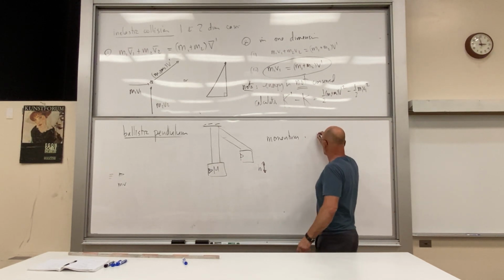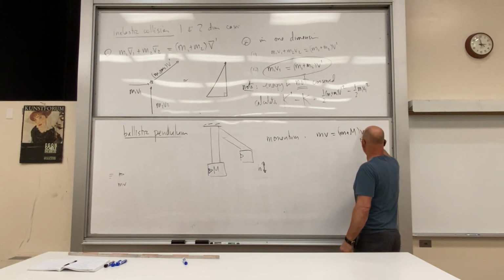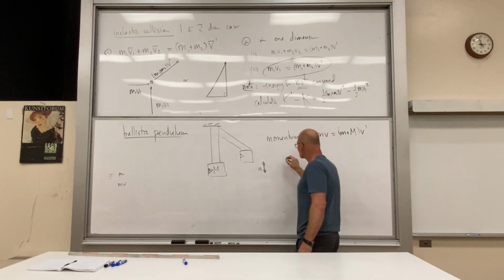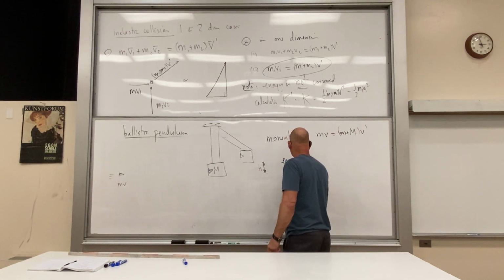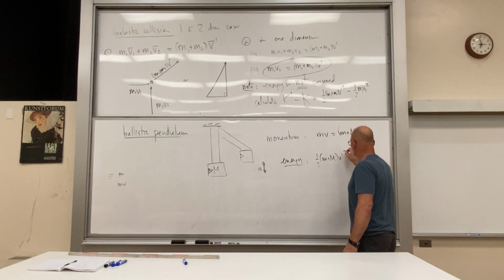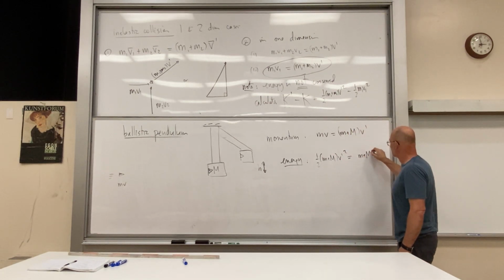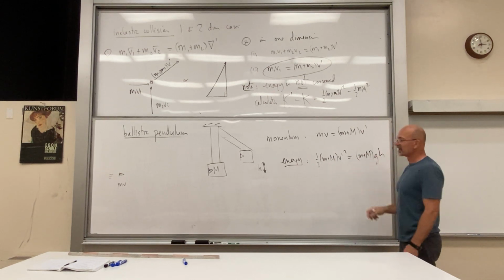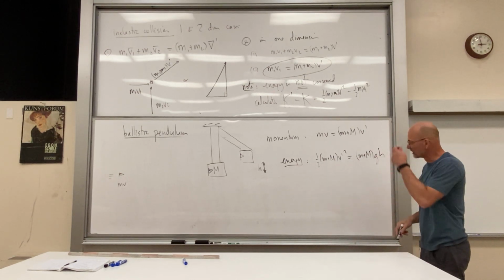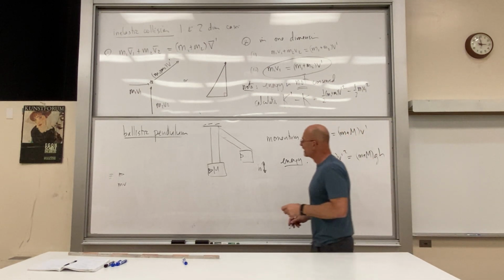So the momentum we had: mv equals the sum of these two masses times v prime. And afterwards, after the collision, we had the energy where the block plus the bullet kinetic energy is turned into potential energy. Okay, the way we used to do it. So that's one example of the ballistic pendulum.